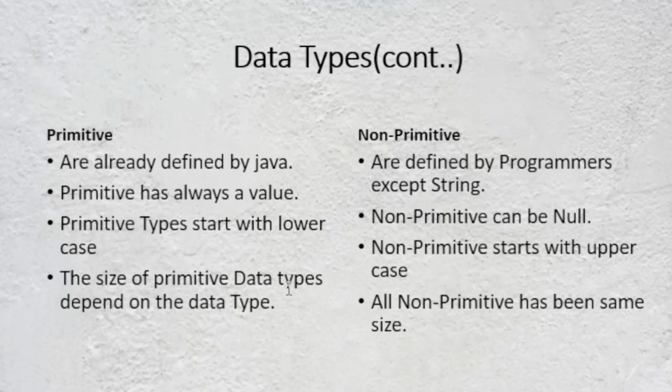The size of primitive data types depends on the data type, while all non-primitive data types have the same size. So that's the basic difference between primitive and non-primitive data types.